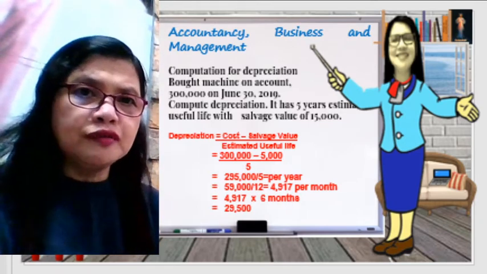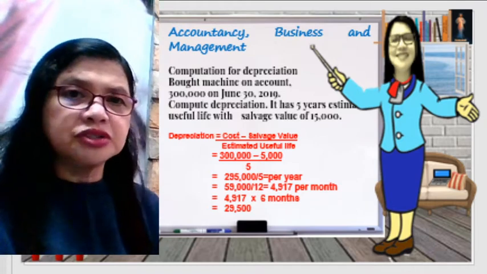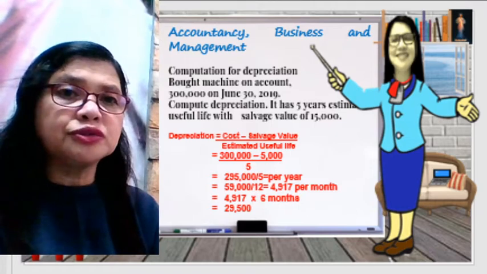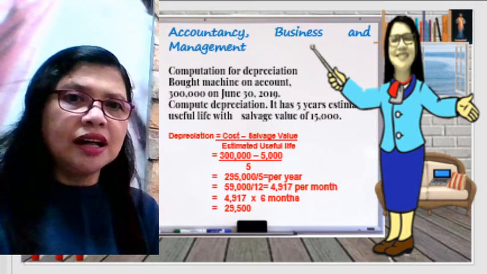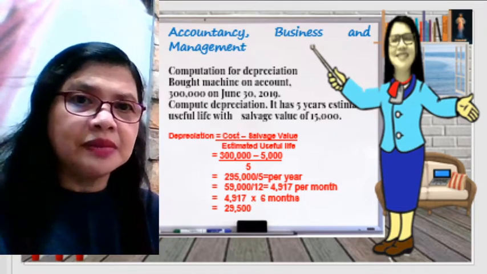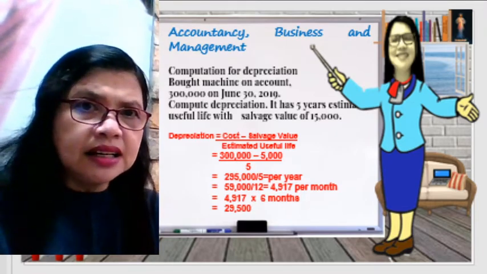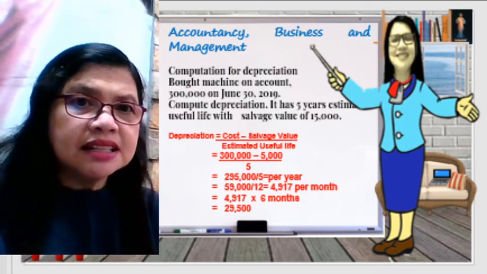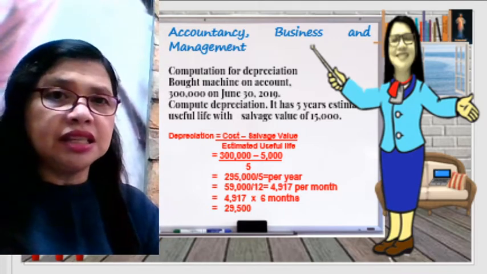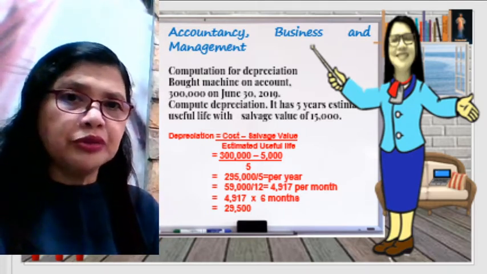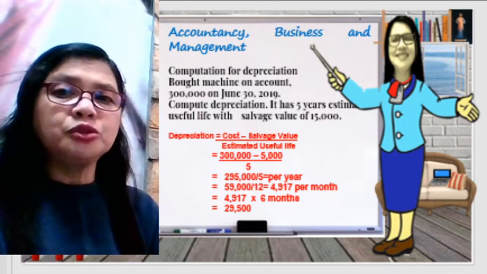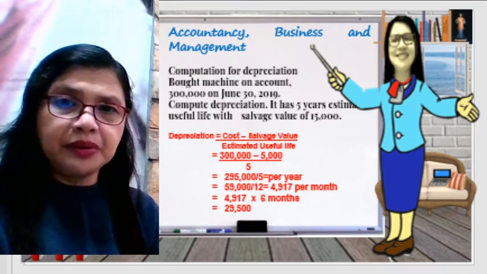The cost of how much it was that? 300,000 minus the salvage value of 5,000 over the estimated useful life of 5 years. So the depreciation per year is 295,000. And since we are computing for how many months? 6 months, because it was bought on June 30 to December 30. That means 6 months. So 4,917 per month times the 6 months, we have 29,500 for your depreciation.